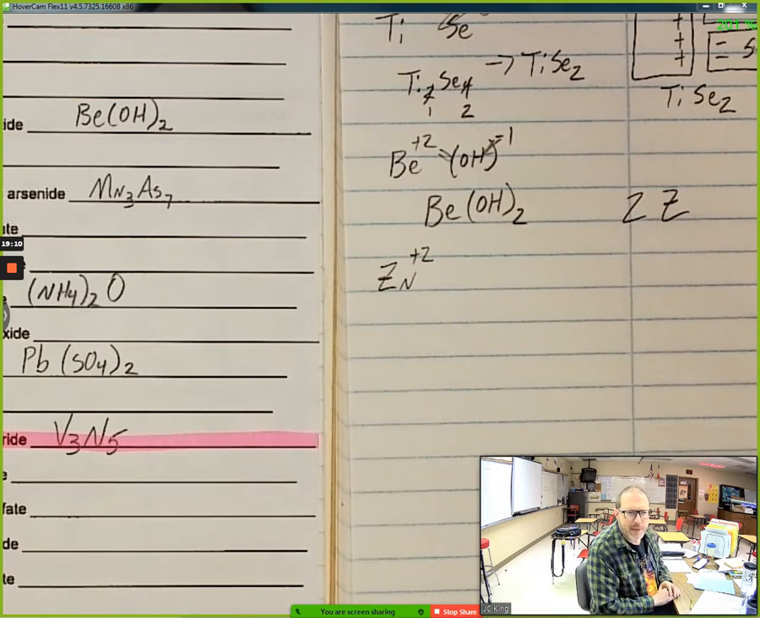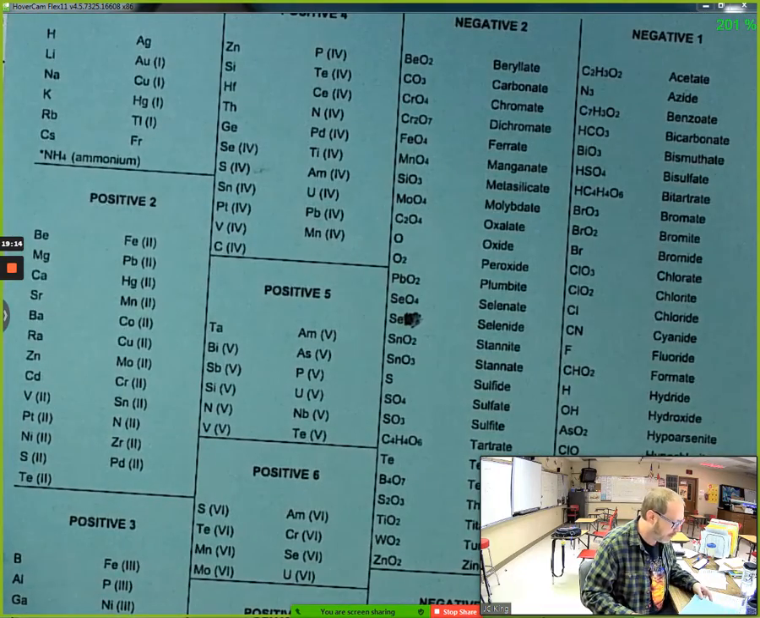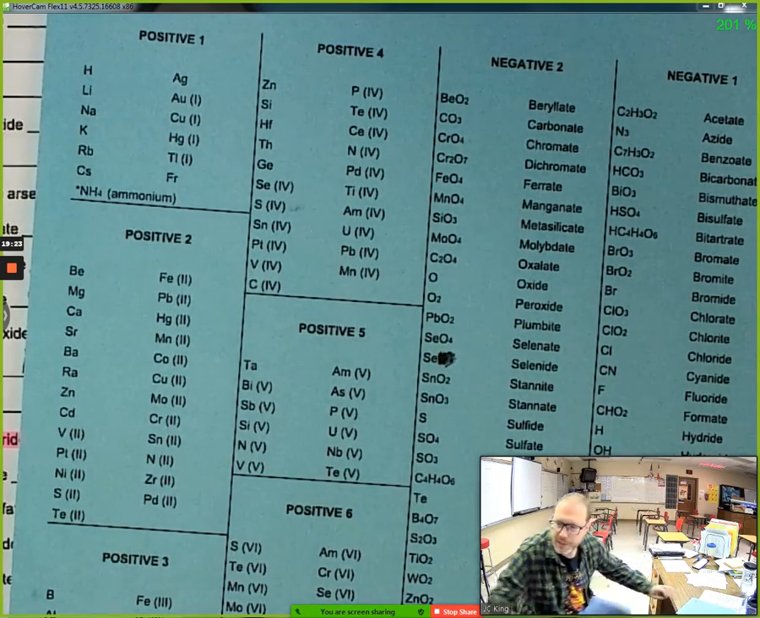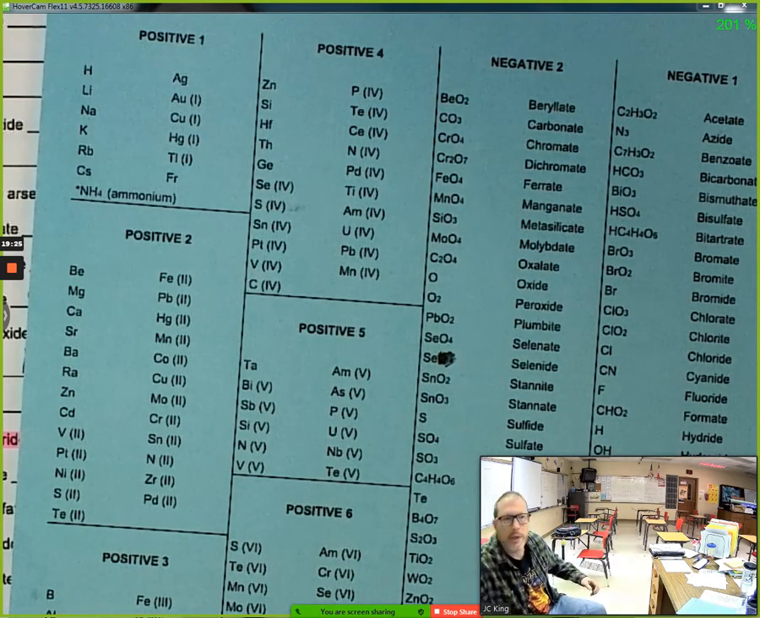Wait a minute, you're saying Zn is positive 2 and positive 4? I don't believe it. Oh, I do have Zn and positive 4 up there. I wonder if that's another typo because I'm 99% sure that Zn is always just plus 2. Let me check real quick.